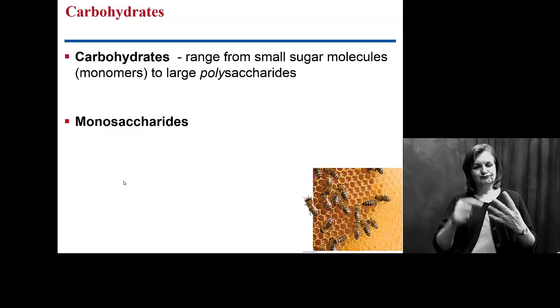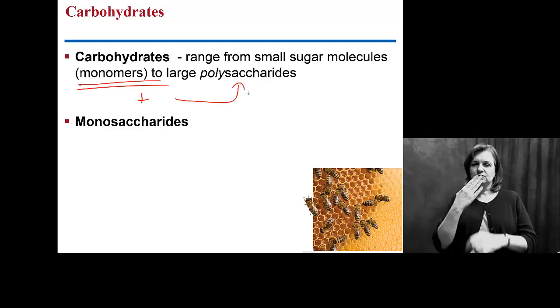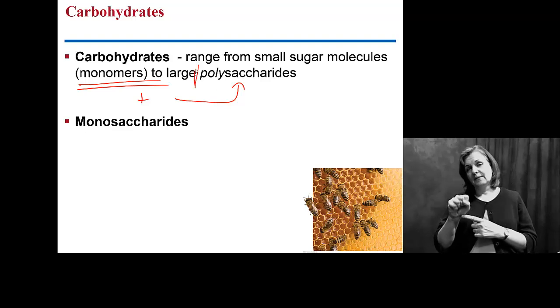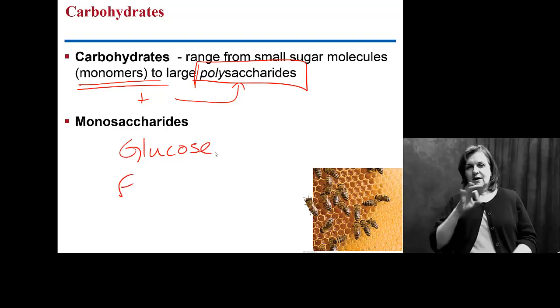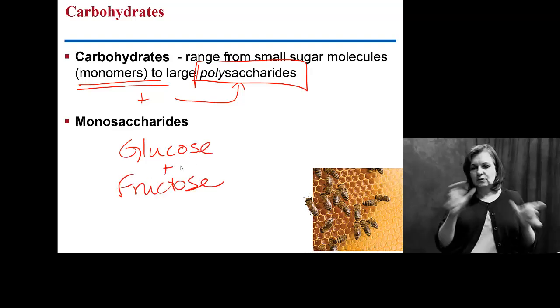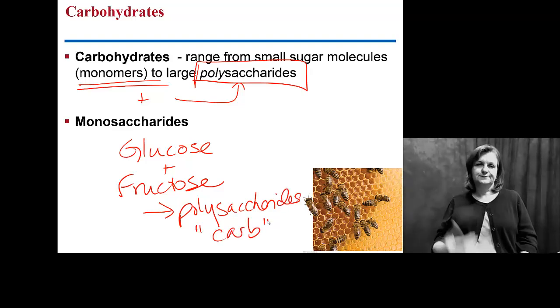Now, when we look at these different types of carbohydrates, those monomers that we talked about are those very simple sugars. We're going to put those together and build complex sugars. So we're going to build carbohydrates, or what we refer to as polysaccharides. So polysaccharide is just another name for a carbohydrate. So our monosaccharides that we talked about were glucose and fructose. And if we put those together, we're going to build a polysaccharide, or the general term, a carb.